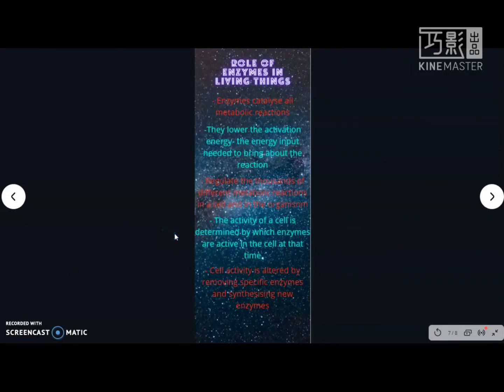Next, the role of enzymes in living things. Enzymes catalyze all metabolic reactions. They lower the activation energy, the energy input needed to bring about the reaction. They regulate thousands of different metabolic reactions in a cell and in the organism. The activity of a cell is determined by which enzymes are active in the cell at that time. Cell activity is altered by removing specific enzymes and synthesizing new enzymes.